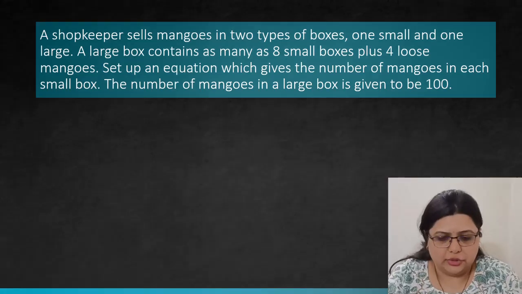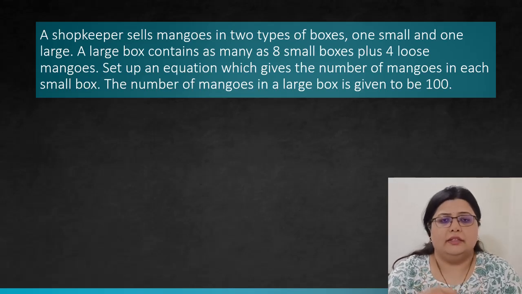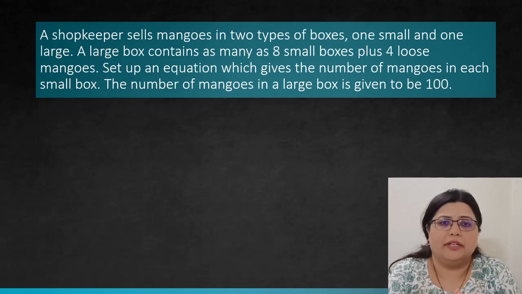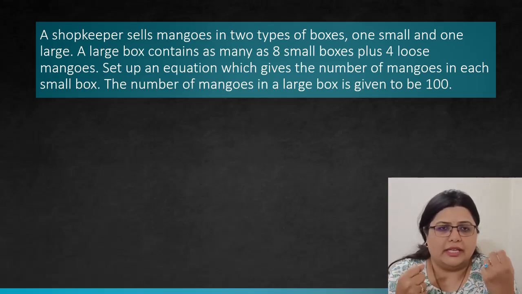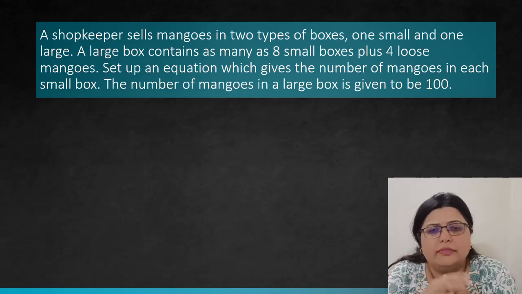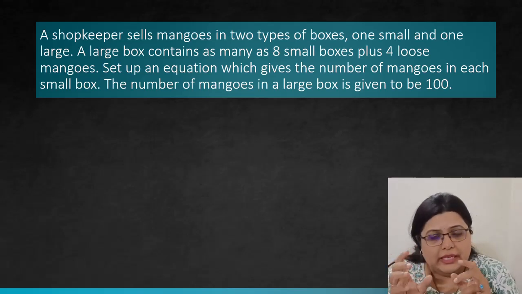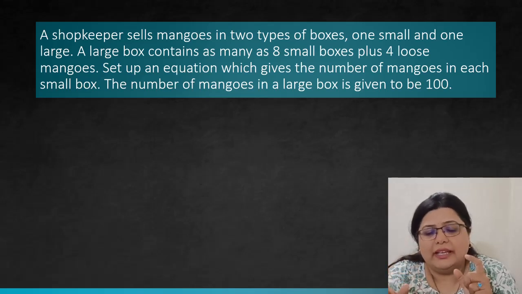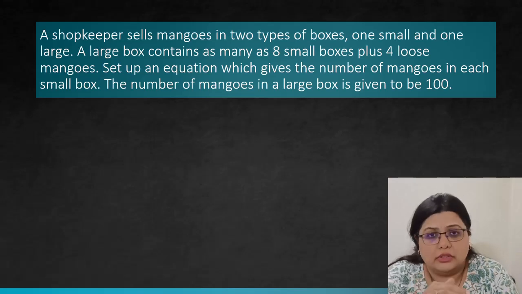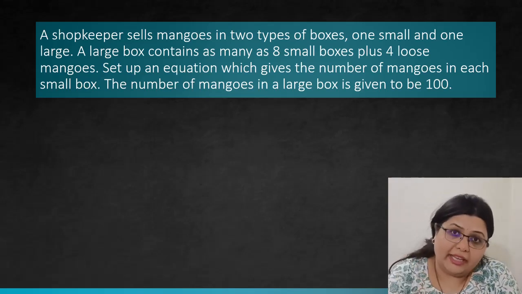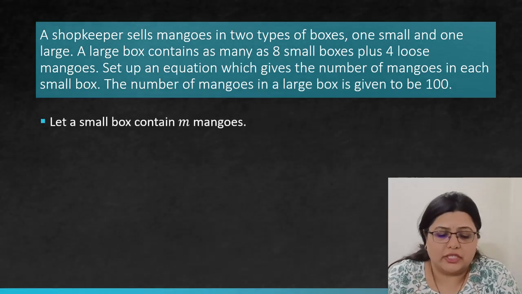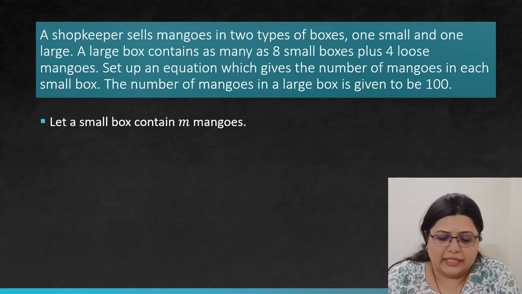Now let's understand the situation first. Let's say I am a shopkeeper of mango and I am selling mangoes in two different types of boxes. I have one small box and I have one large box. Now the small box has a certain capacity, let's say of x mangoes. But the large box capacity is really huge. So this large box can contain 8 small boxes and plus there are 4 loose mangoes. So let's put it in an equation. Let's say a small box contains m mangoes.